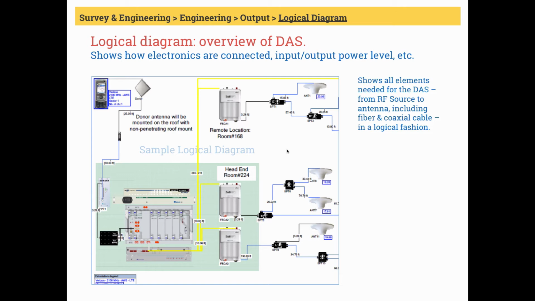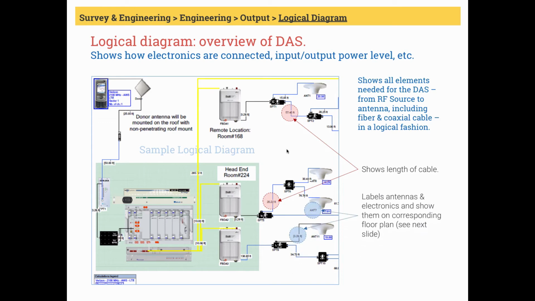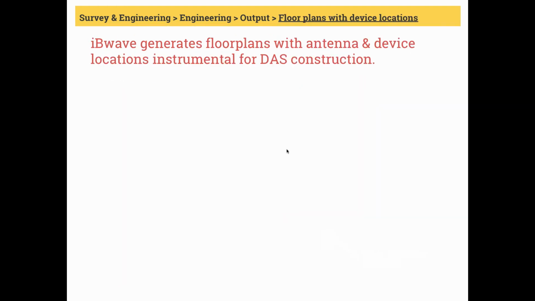So from the RF source or signal source to the antenna, including fiber and coaxial cable, in a logical fashion. It shows the length of the cable. It shows the labels of antennas and electronics, and we can then match them against the devices on the corresponding floor plan, which we'll show on the next slide. It also shows you the power output from the link budget. With this diagram, you can get a quick overview of all the elements or devices that will be needed to build a DAS. But where are they going to be located? For that, let's go to the floor plan with device locations.